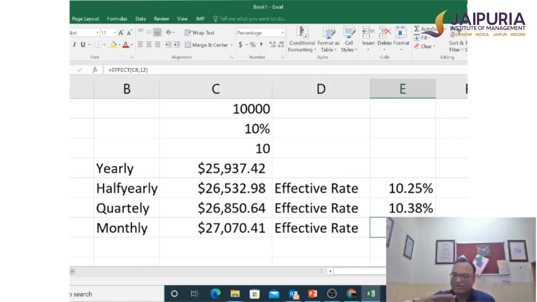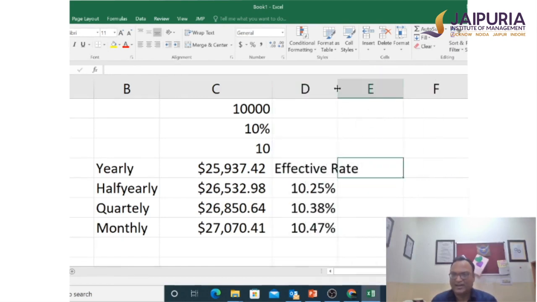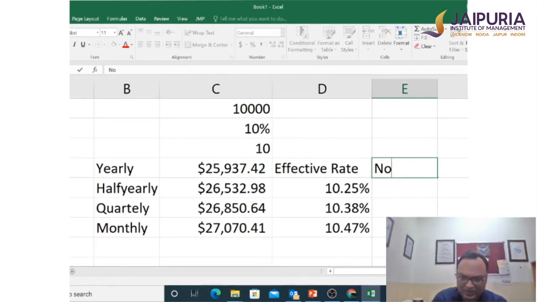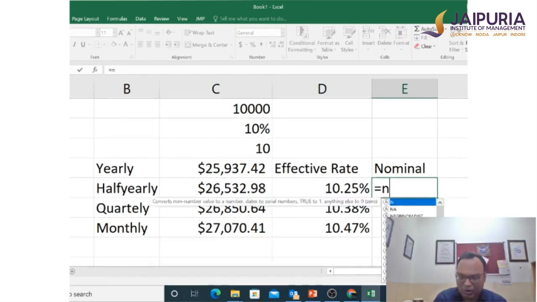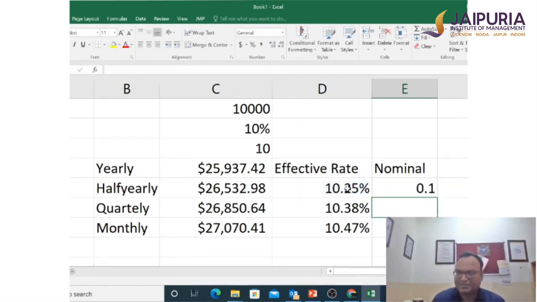If I want to go from effective to nominal, so this was my nominal rate, this I have got to effective. If effective is known and I want to compute the nominal rate again, so this was my effective rate. So I can put it like this. Let me just put control X here, control V here, and let me remove this column. So this was the effective rate. If I want to calculate the nominal rate once again, we don't know the answer, but I want to just show the formula. So now the effective is known, I want to know the nominal rate. So nominal will be nominal. I know the effective rate, and this was for half yearly, and therefore it should be 10%.